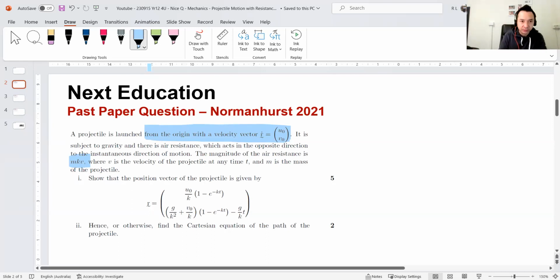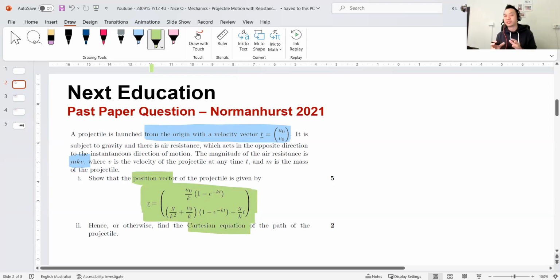Mass. Show that the position vector, so they want me to find displacement, right? Equals that, and hence the Cartesian equation. Okay, cool. So I would say this question, even though it's in the last harder part of the syllabus, is very textbook. They just want me to derive the position vector or the displacement equations and then the Cartesian. So let's get stuck in.